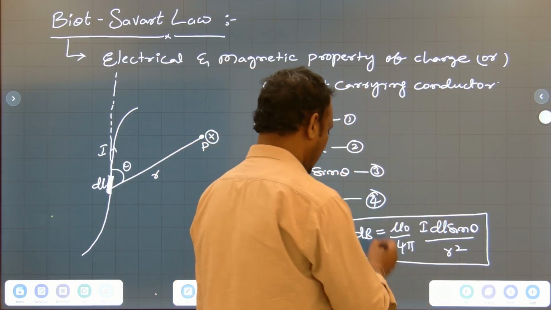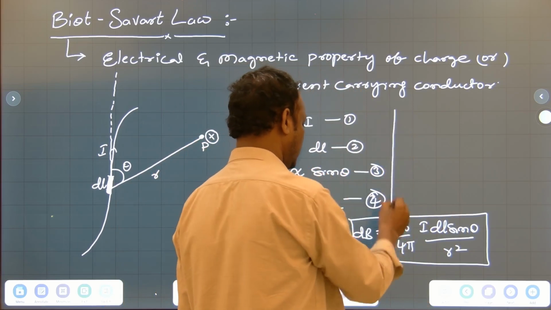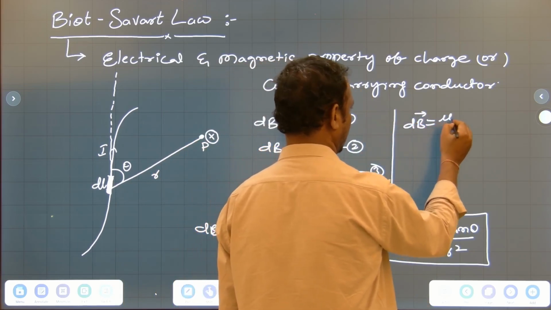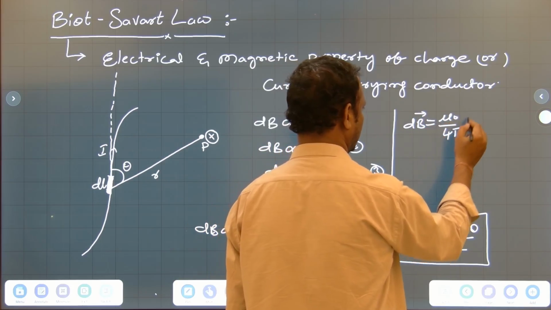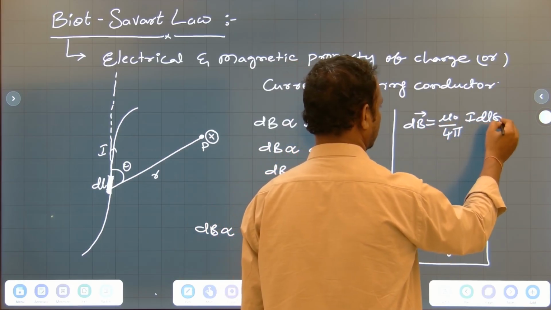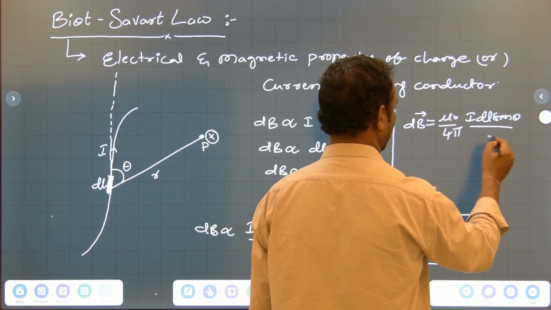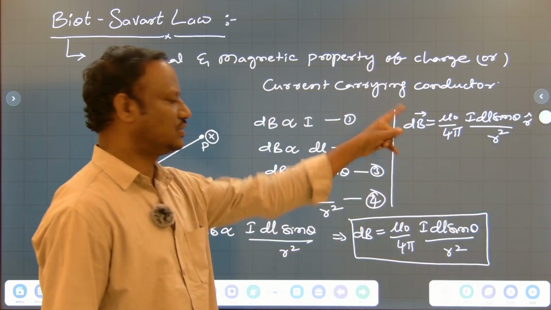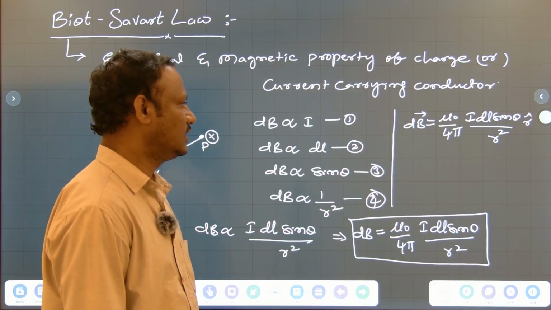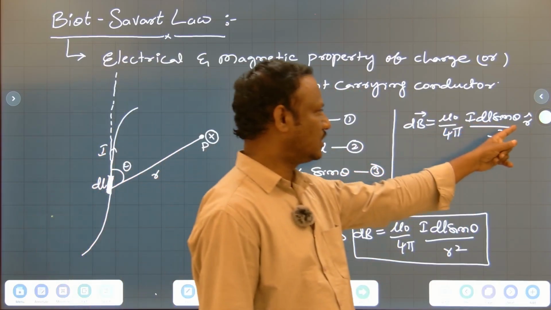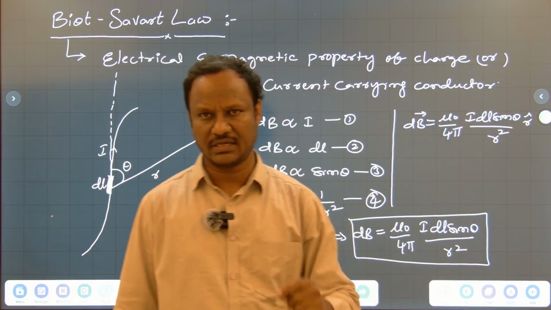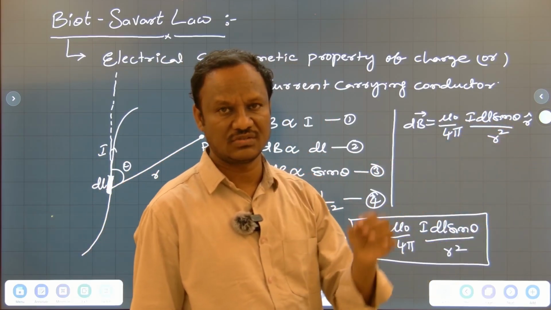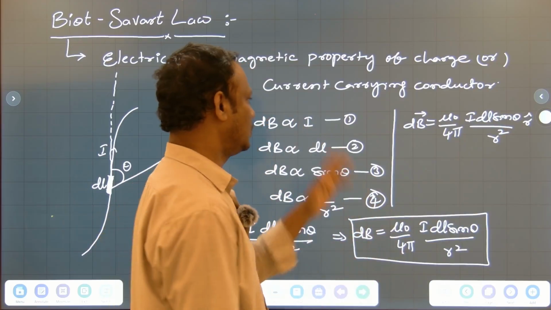If I want to write the vector condition, dB vector equals mu naught by 4 pi times I dl sin theta by r square times r cap. This shows the direction of this physical quantity. Here r cap, otherwise r hat, is a unit vector which gives the direction of the physical quantity.